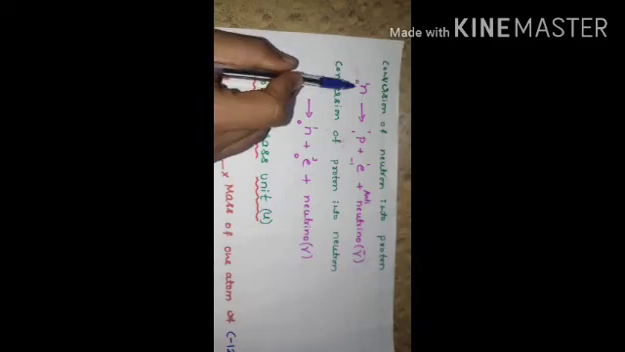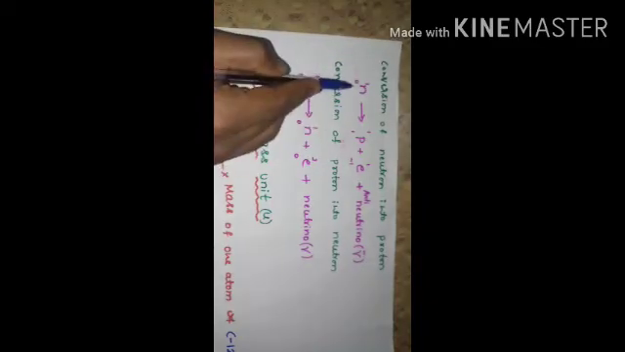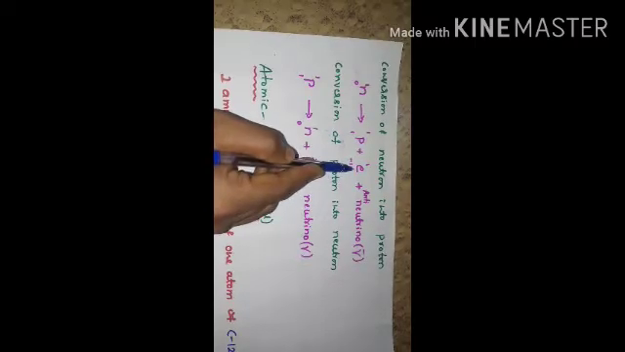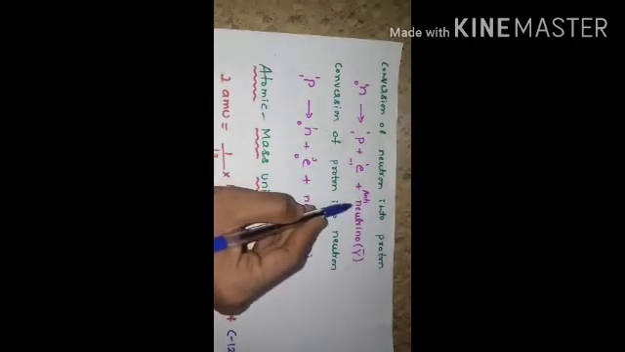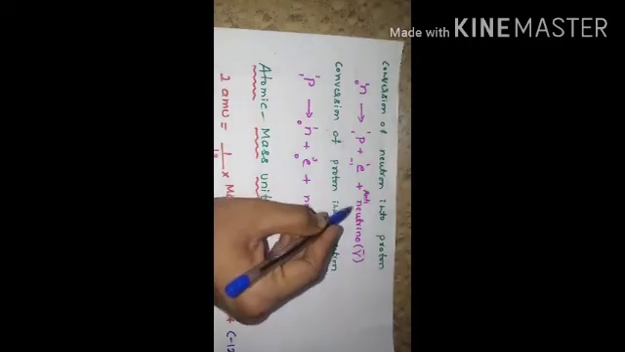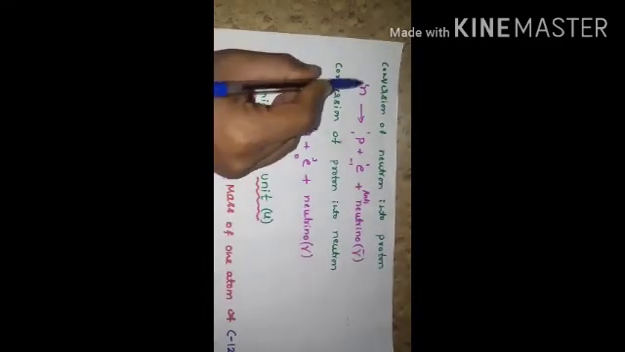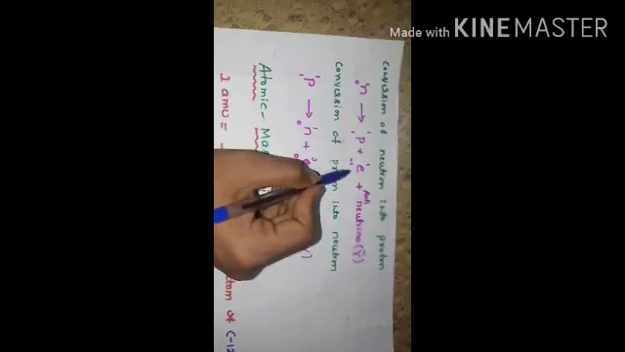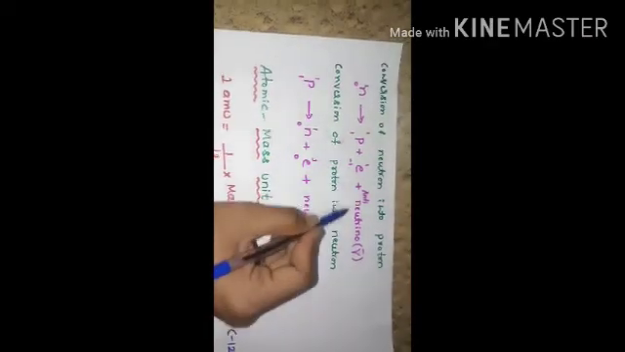For example, conversion of neutron into proton. Here, the neutron does not remain as a neutron. It will be converted into a proton plus an electron, along with the emission of some particles called antineutrino. That is, when a neutron is converted into a proton, it emits an electron and along with it emits some particles. Those are called antineutrino.